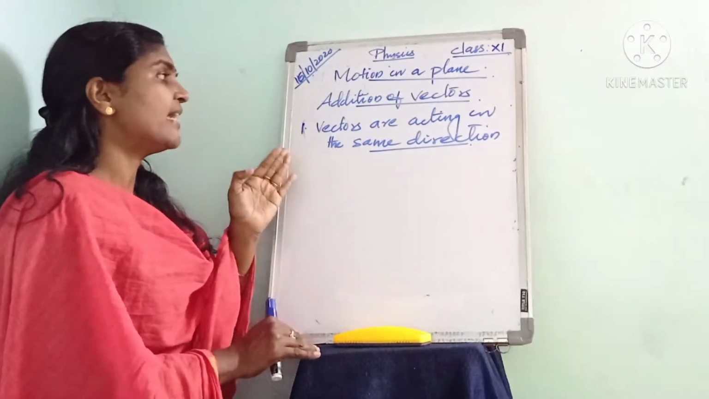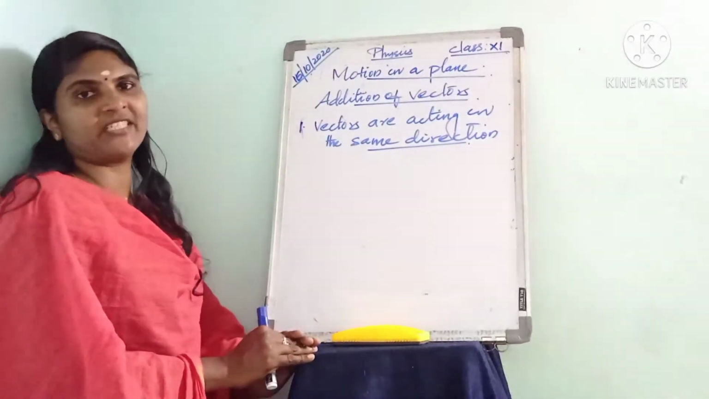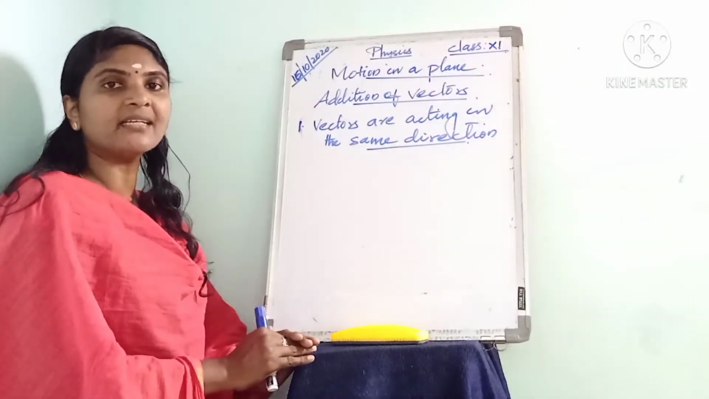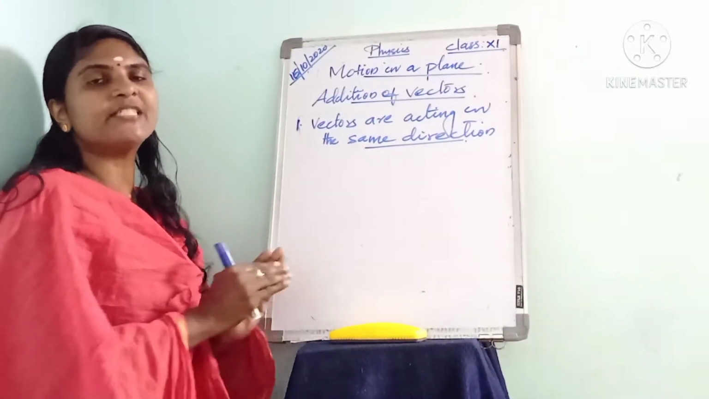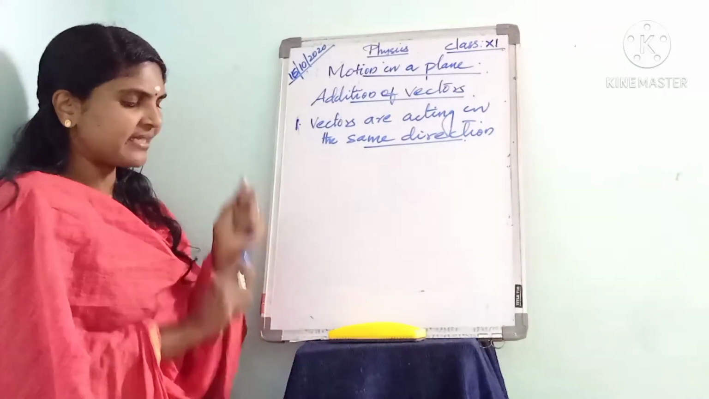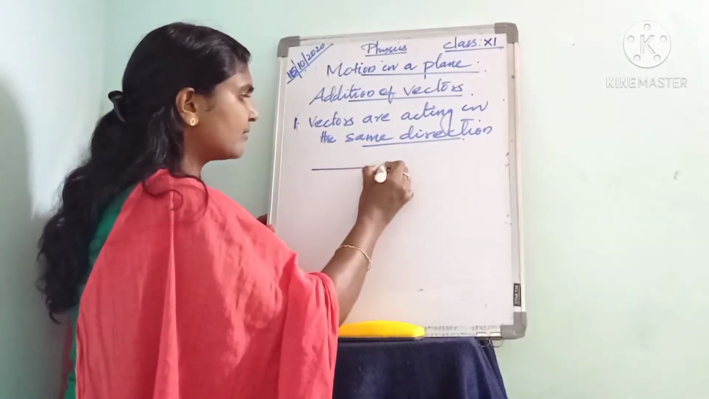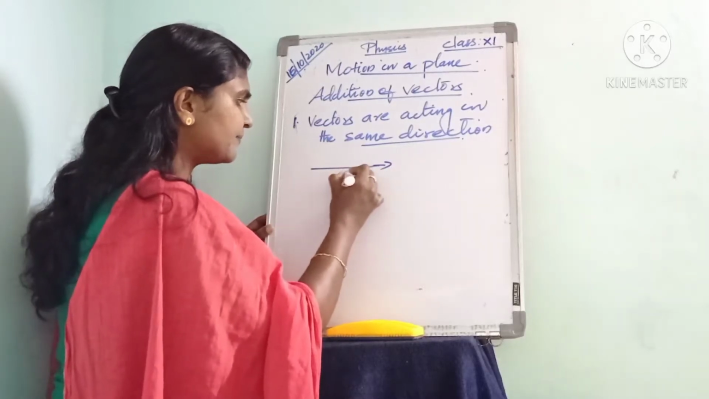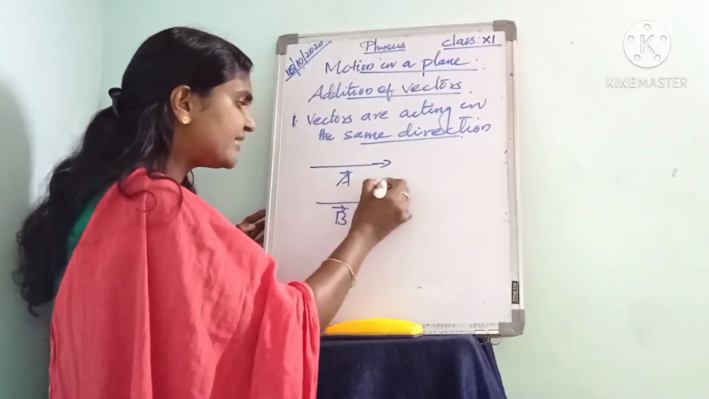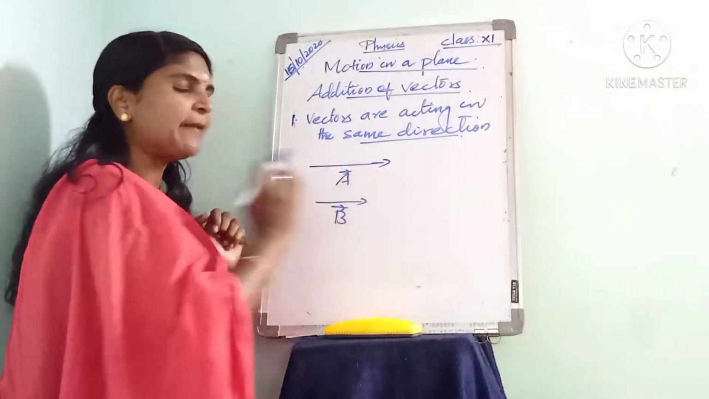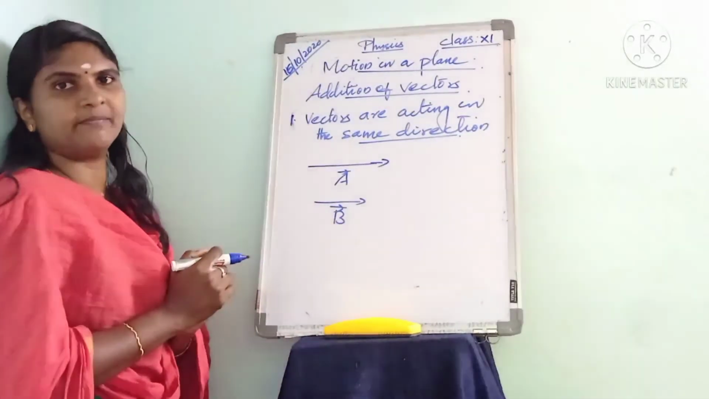The first is when the two vectors are acting in the same direction. If the two vectors are acting in the same direction, how can we add them? Suppose here we have two vectors. This is vector A and this is vector B. These two vectors are acting in the same direction. How can we add them?